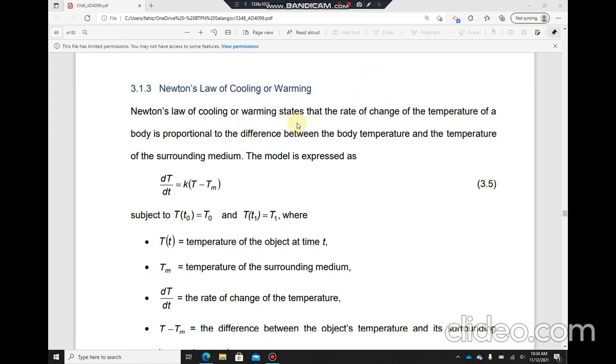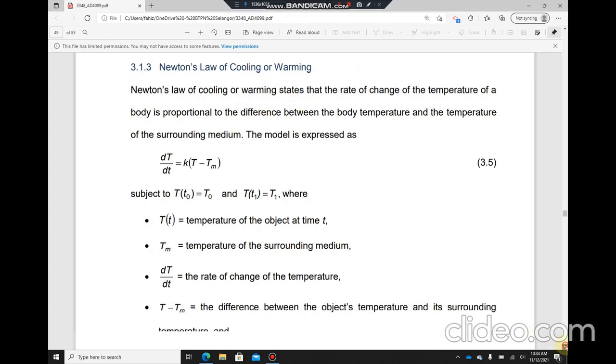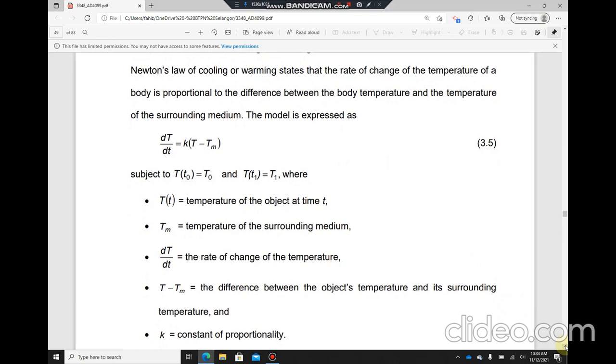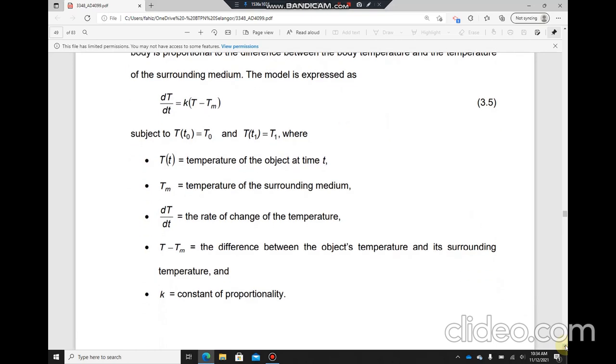T(1) = T1, where T is the temperature of the object at time t, Tm is the temperature of the surrounding medium, dT/dt is the rate of change of the temperature, and T minus Tm is the difference between the object's temperature and its surrounding temperature, and k is a constant of proportionality.